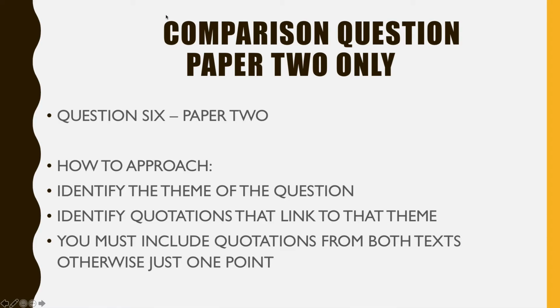So you need to identify the theme of the question, you need to identify quotations linked to that theme, and you must include quotations from both texts, otherwise you will only get a maximum of 1 mark. So really important, if you don't include relevant ideas from both texts, you will only get a maximum of 1 mark. Even if everything you've written down is great, because it is a comparison question, you do need to be able to include details from both texts.